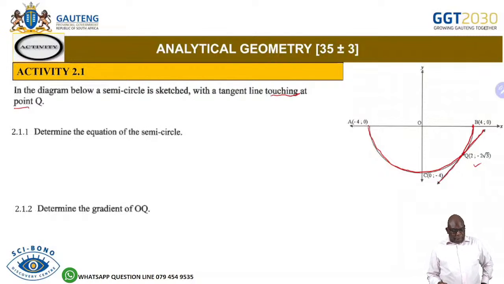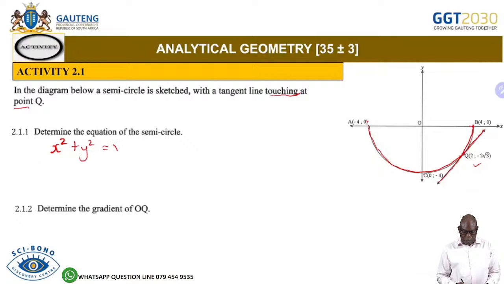Now, the question says determine the equation of the semicircle. How do I get the equation of the semicircle? First of all, I have my points here. So I can use any of these points that I'm having. I'm having 1, 2, 3, 4. I can choose any of those points. Remember the equation of the circle. First I must get the radius. So in other words, the equation is x squared plus y squared equals the radius squared. So I must first get the radius.